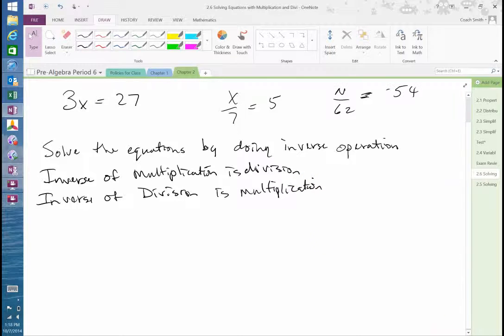Okay? So having said that, I want you to try and solve 3x equals 27. We've sort of talked about this and some other things. And then I want you to try to solve p over 6 equals 16. Try to solve those right quick. I'll give you about 2 minutes.